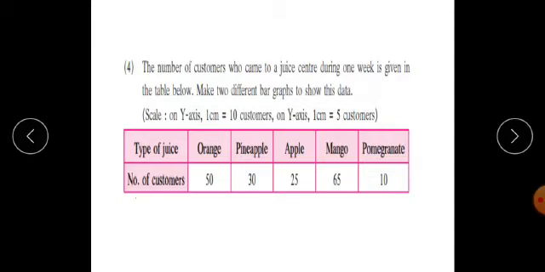Next question, that is 4. The number of customers who came to a juice center during 1 week is given in the table below. Make two different bar graphs to show this data. On y-axis, 1 centimeter is equal to 10 customers, and for second graph, on y-axis, 1 centimeter is equal to 5 customers. Type of juices and number of customers: orange 50, pineapple 30, apple 25, mango 65, and pomegranate 10.